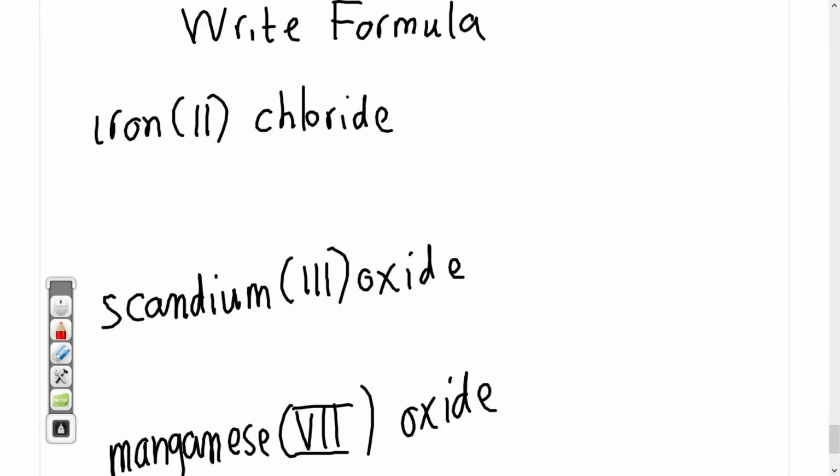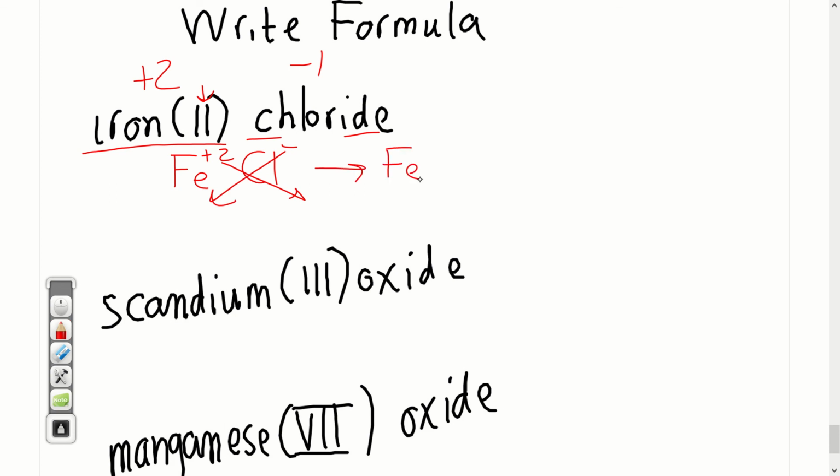So this is from name back to formula. How would I do this? I look at iron II. II is the charge for iron, so this is plus 2. Chlorine's a halogen, that's negative 1. So this is Fe, this is Cl, plus 2, minus 1. Crisscross the charges. This means Fe1 Cl2. Don't need to reduce. FeCl2. That's already reduced.